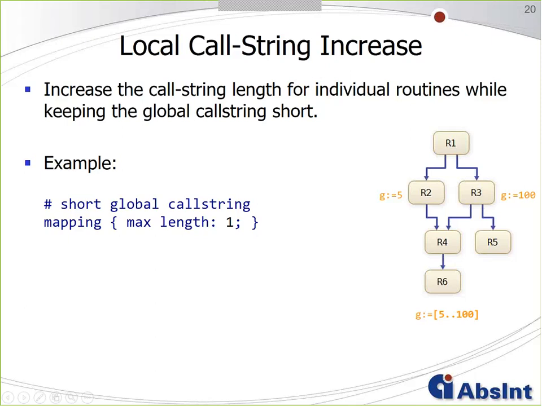But if you have a max length of 1 chosen in the global setting, then we will only go back to the latest caller routine, and before that, all this information will be joined. So at R6, the distinction between the concrete values 5 and 100 may get lost, since the previous routine was just R4, and at R4 this information is joined, so that in R6 we only have the information that G lies in an interval of 5 to 100.